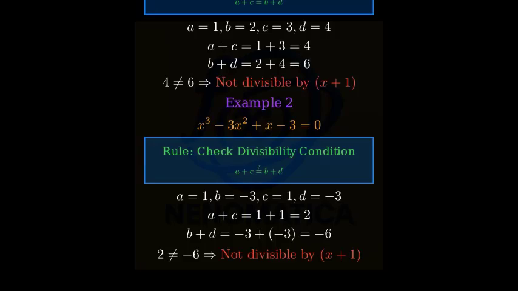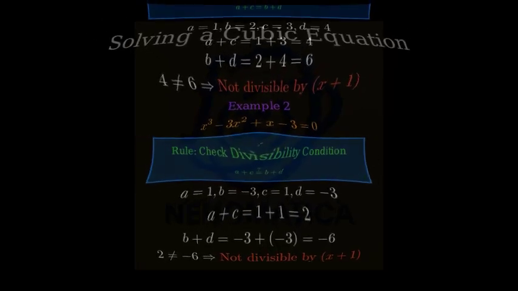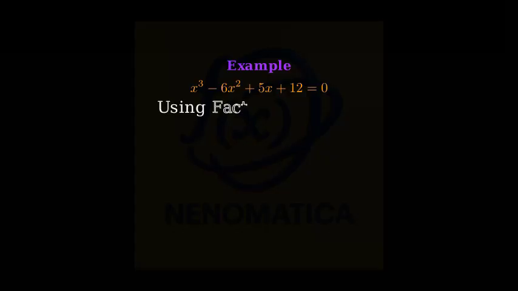Consider the cubic equation x cubed minus x squared minus x plus 1 equals. We'll solve this step by step following a specific factoring method. Let's begin by examining our cubic equation. Here's our problem: x cubed minus 6x squared plus 5x plus 12 equals 0. We'll use a special factoring method to solve this cubic equation.